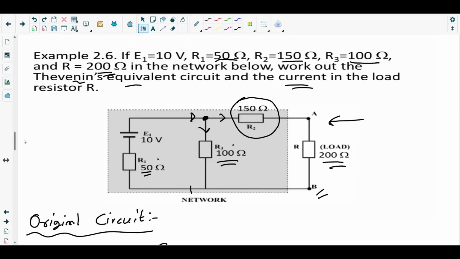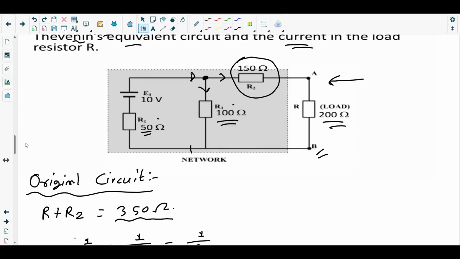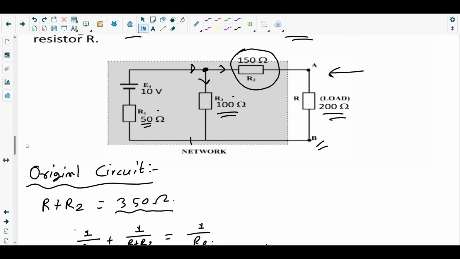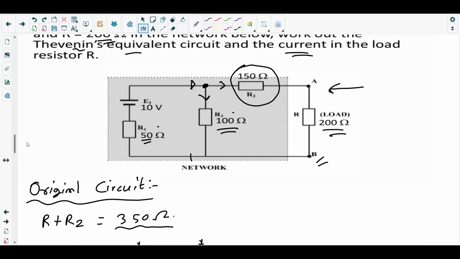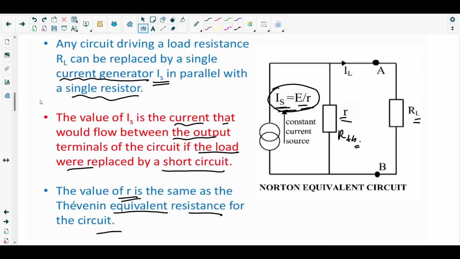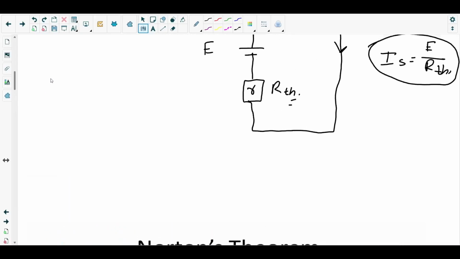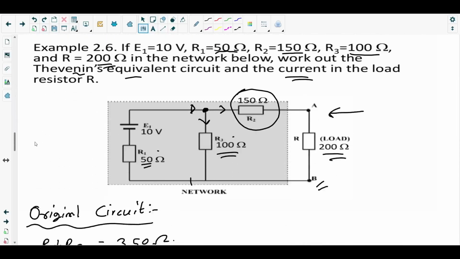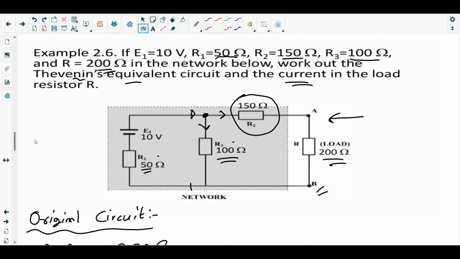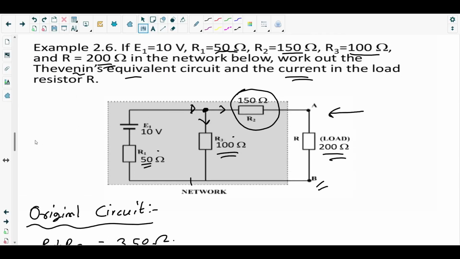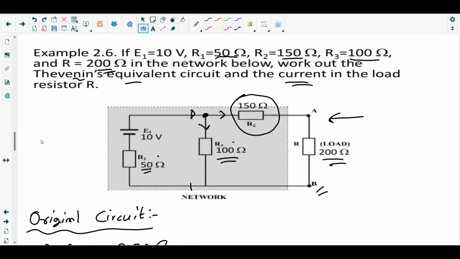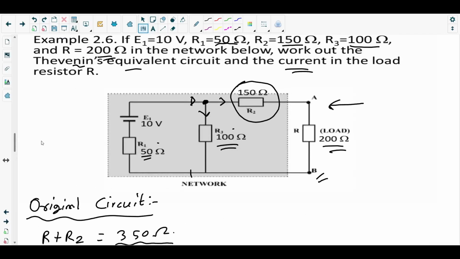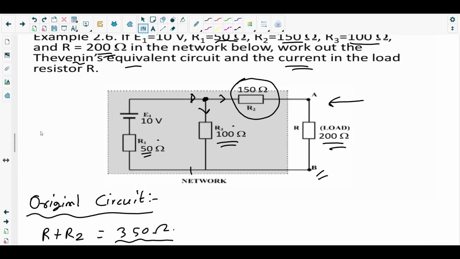Now we will find out the PD across the load resistor, because in Thevenin's theorem, all we want to see is how much voltage is available for the load resistor, right? So if we want to find out the PD across the load resistor, then we need to find out the current and voltage across each of the resistors, each part of the circuit. So we will do this.